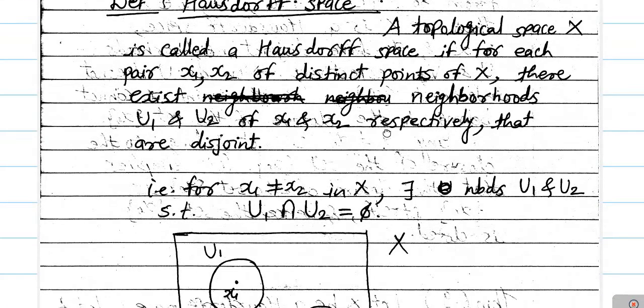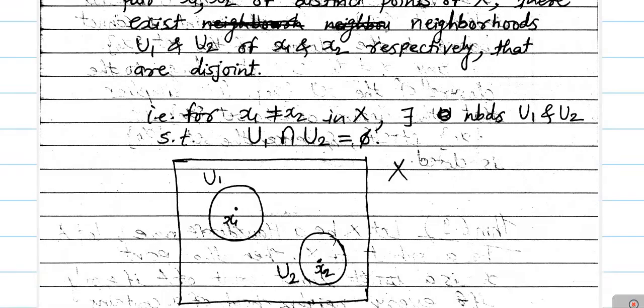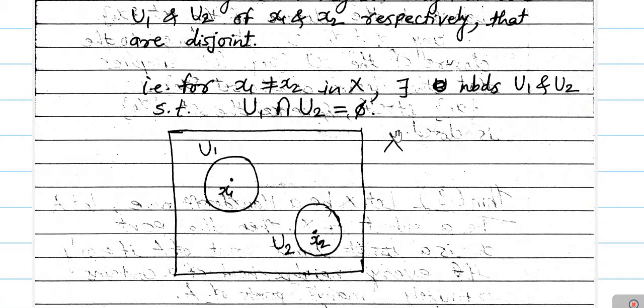Now, for understanding purposes, consider the diagram which is drawn here. Suppose this outer rectangle is our topological space X, and x1 and x2 are any two distinct points from the topological space X. If there exist neighborhoods u1 of x1 and u2 of x2 such that u1 intersection u2 is empty, then clearly that topological space X will be called a Hausdorff space. Okay, one example of this we will consider here.